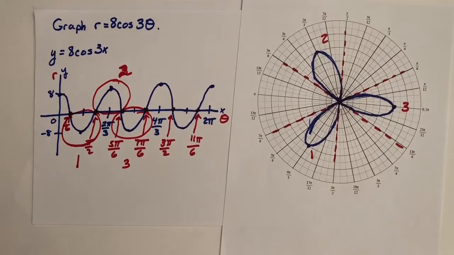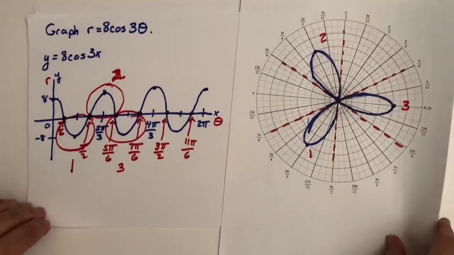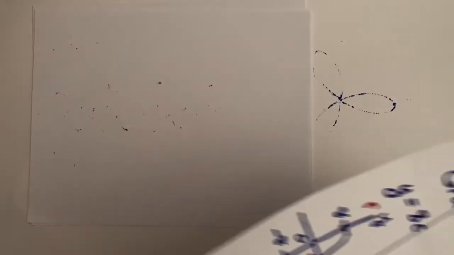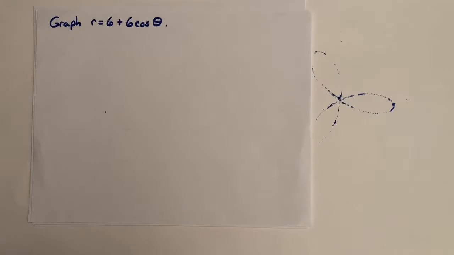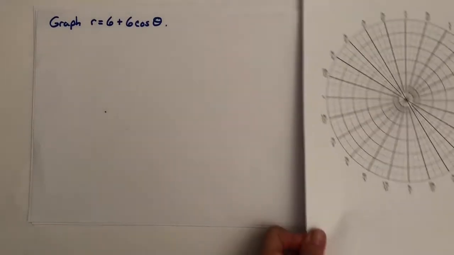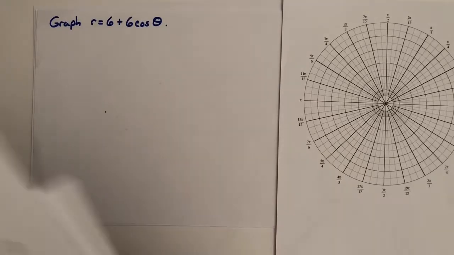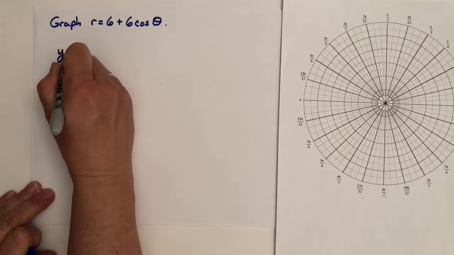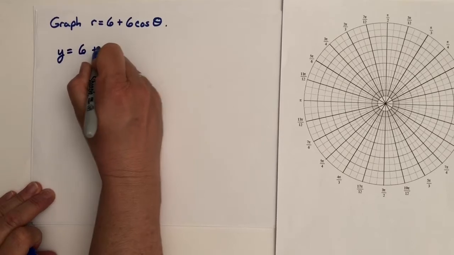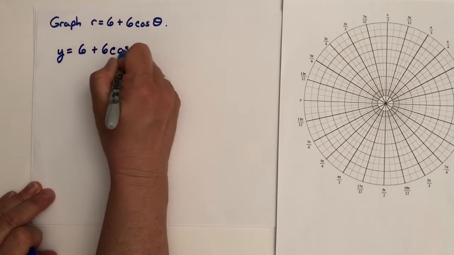Let's do another one. Let's graph r equals 6 plus 6 cosine theta. I hope you recognize this as a limacon. We're going to start by graphing y equals 6 plus 6 cosine x.